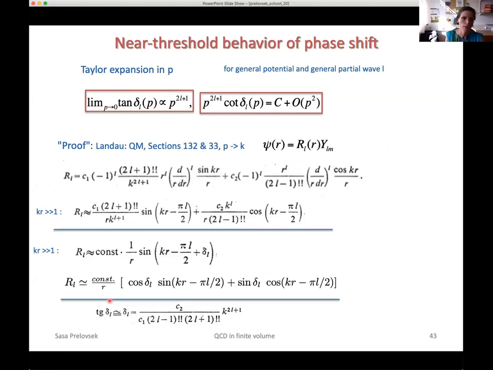Another important comment. Often one is interested in the scattering near threshold. And very often lattice cannot do much more than near threshold because it becomes very difficult to go far away from threshold. Okay, so what you do near threshold, you do an expansion in the momentum of the particle. At threshold, the momentum is zero, and then you Taylor expand. And it turns out, which I'll briefly argue why, that the phase shift is proportional to p to the power of 2l plus 1.